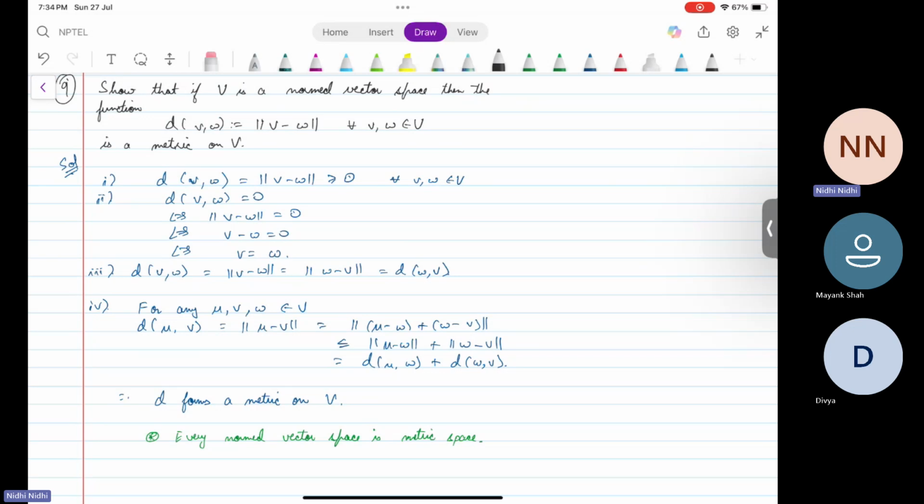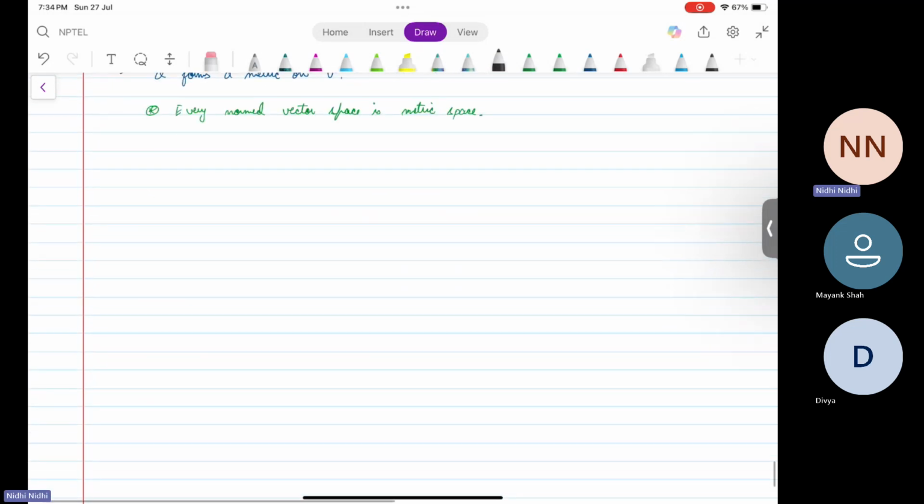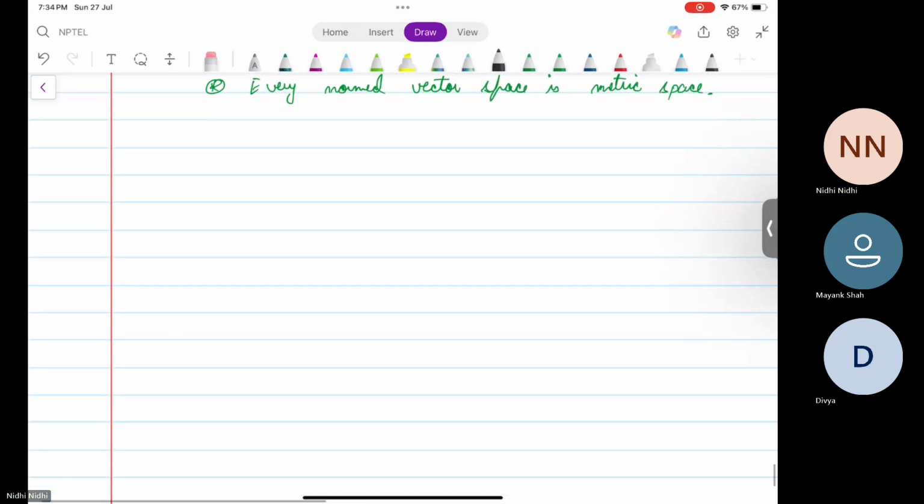Next, we'll see a problem related to the inner product. I hope you remember the properties of inner product. Okay, let me state it. Problem 10. Show that the inner product of any vector with 0 is always 0.